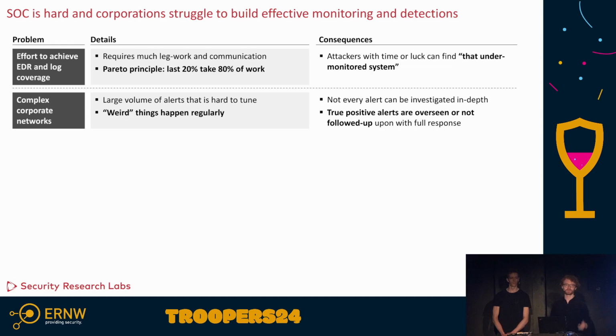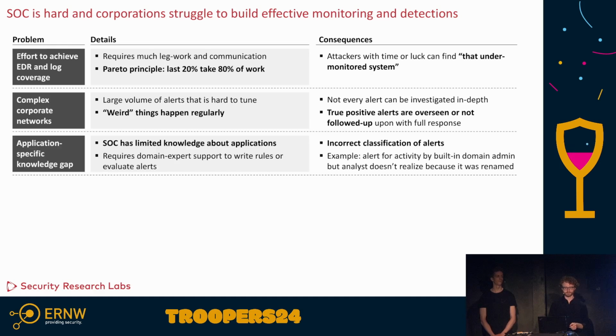Second, corporate networks are really complex and very weird things happen. Let's say you want to build an alert for Bloodhound LDAP enumeration. You might have some legacy tools in the network that regularly dump the full Active Directory. So suddenly you get a lot of false positives, and the real Bloodhound alert might end up not being followed up upon because the volume is just too high to perform an in-depth investigation on all alerts.